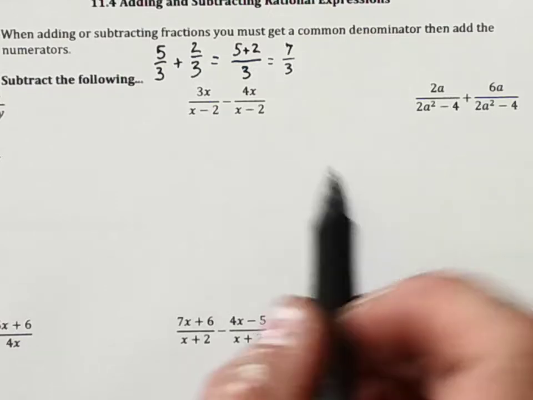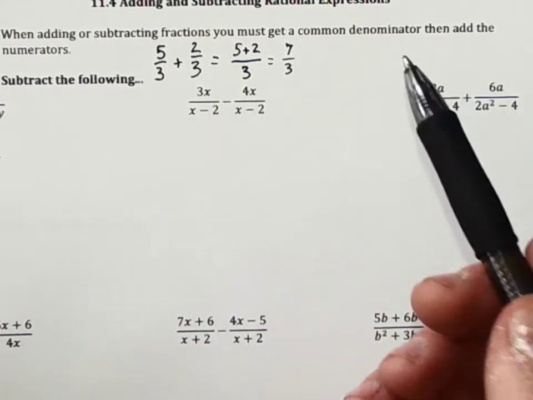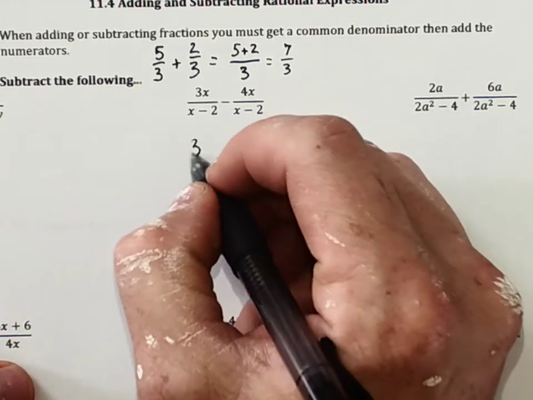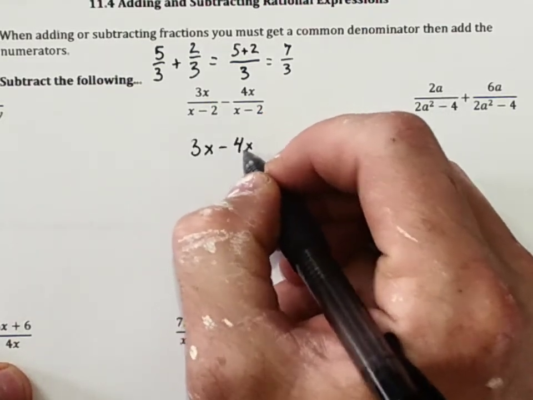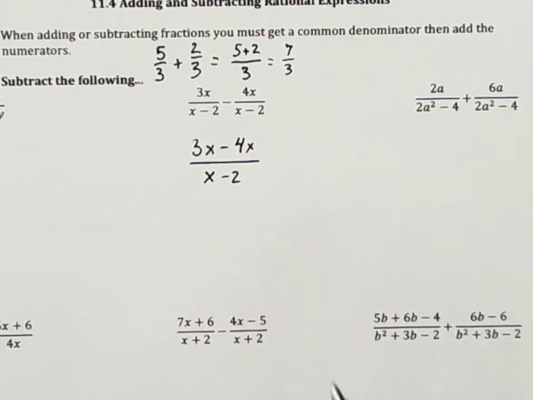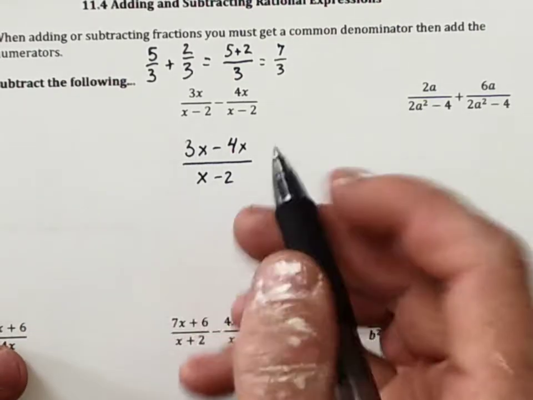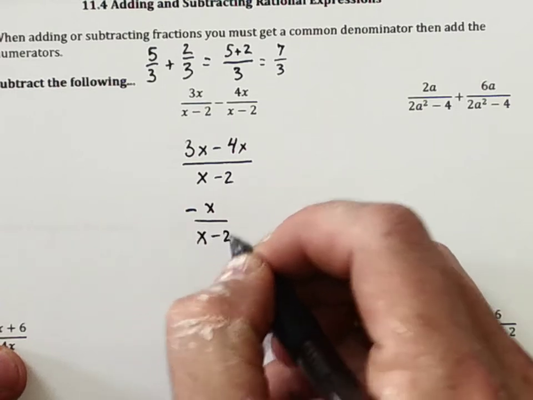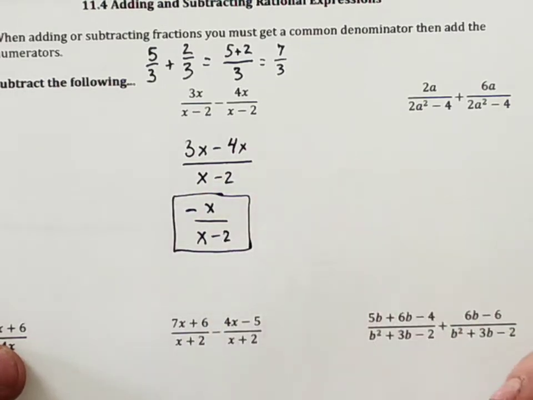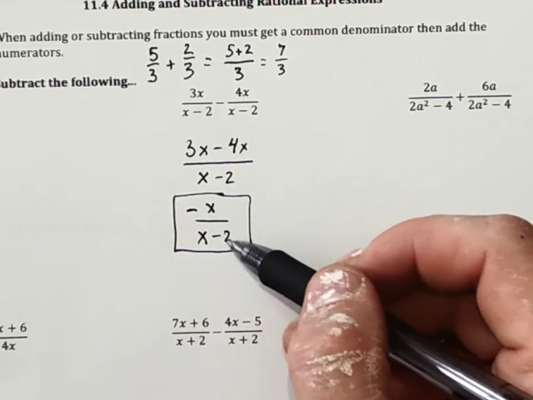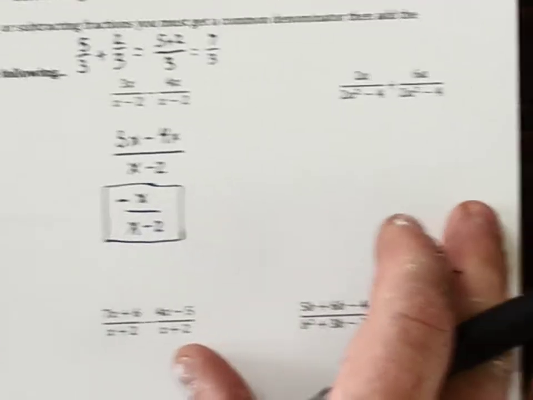Okay? Same thing here. Subtracting, no different. They have a common denominator. So all I need to do is subtract the one on the right from the one on the left, and they remain over a denominator of x minus 2. So 3x minus 4x is negative x divided by x minus 2. And there you go. You're done. Those x's do not go away because there's not an x inside of this 2 over here. Go to the next one.